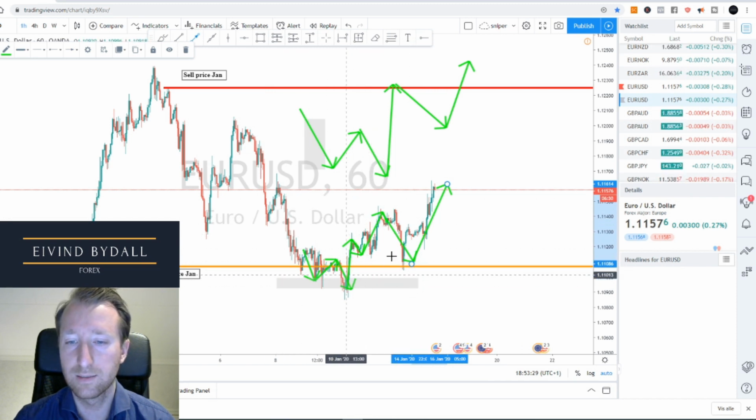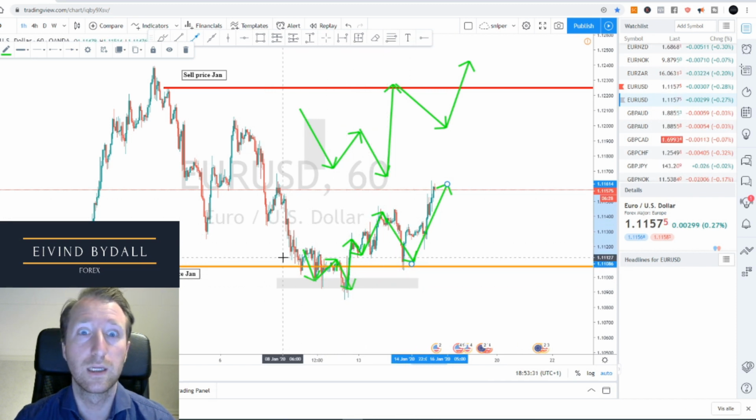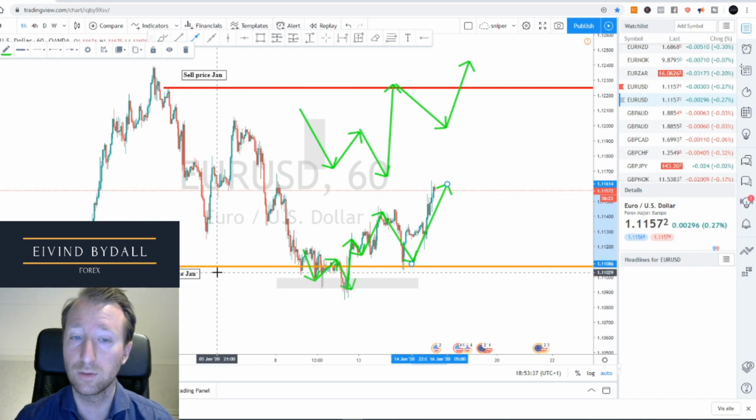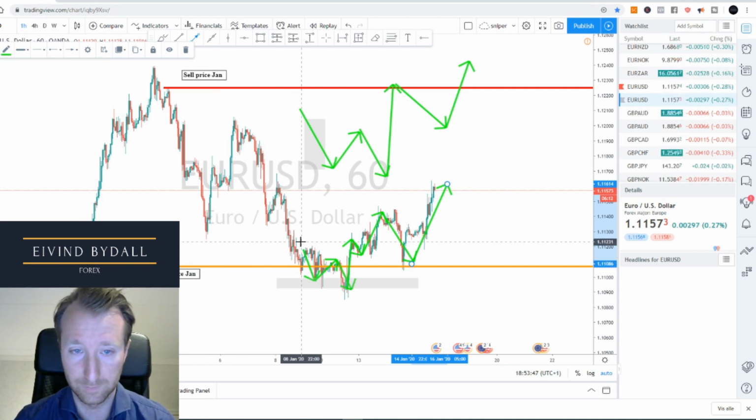That's the complex pattern I look for every single day. But Ivan, is there support somewhere here? Well, that's the monthly buy price, people, for Euro USD. That to me is more than enough support to be looking for a reversal.